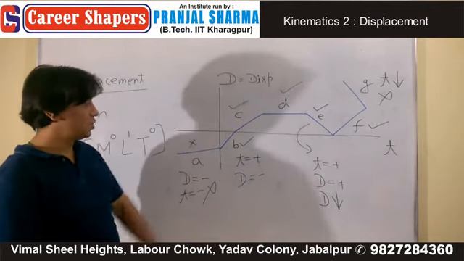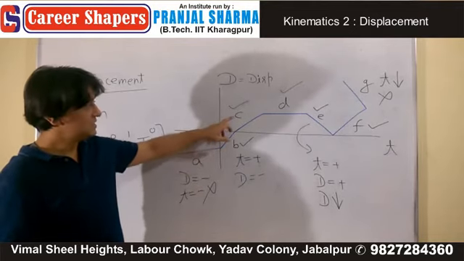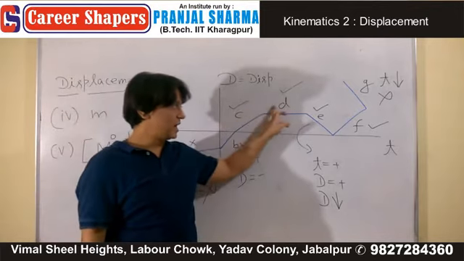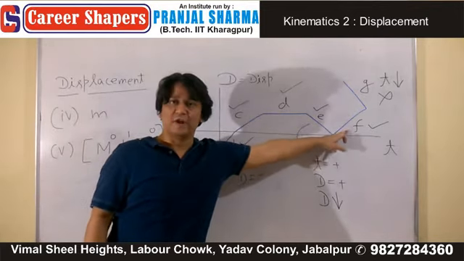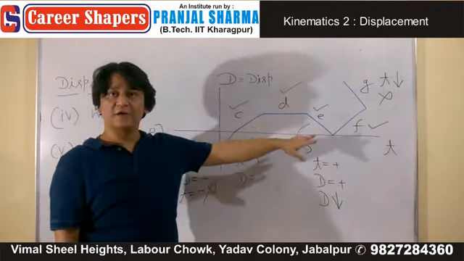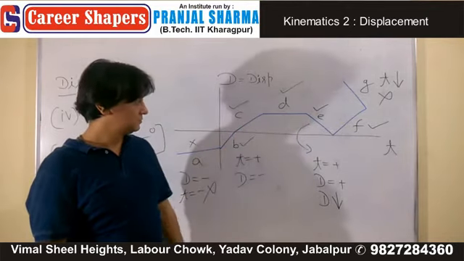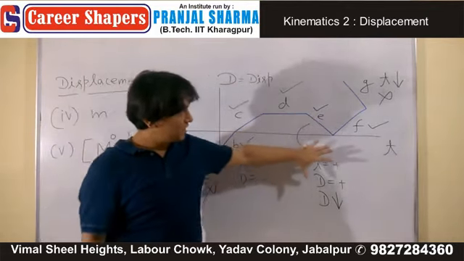The correct answer is what? B is valid, C is valid, D is valid, E is valid, F is valid. B, C, D, E, F, that is the correct answer. Note down everything in this form.